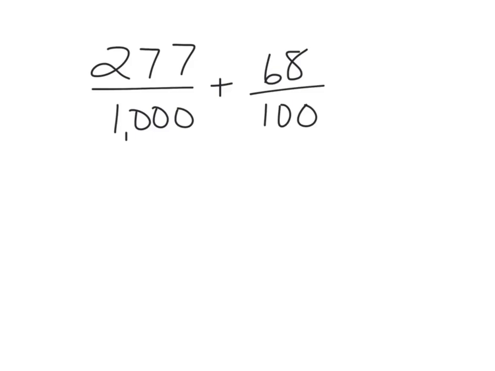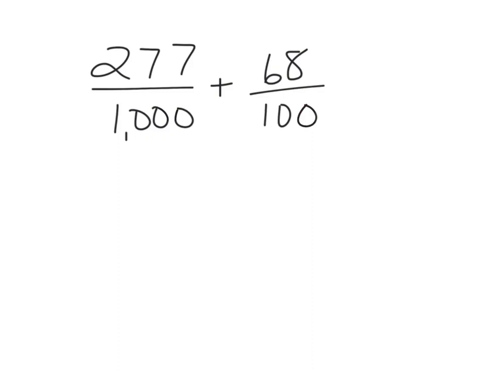And the first thing I want to remind you is you cannot add fractions unless they have that common denominator. So they need to have the same denominator in order to add those fractions up. So what I always look at is the smaller denominator, and 100 is smaller than 1,000. Can I change 100 into 1,000? In other words, make an equivalent fraction, and I can.